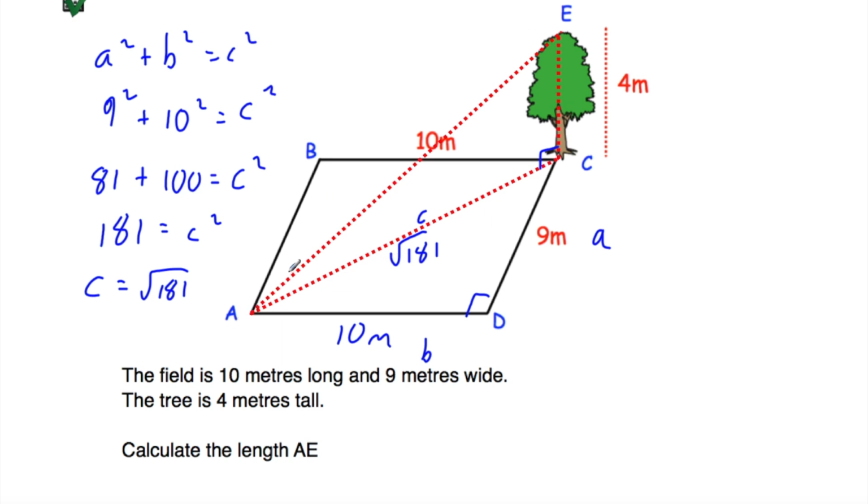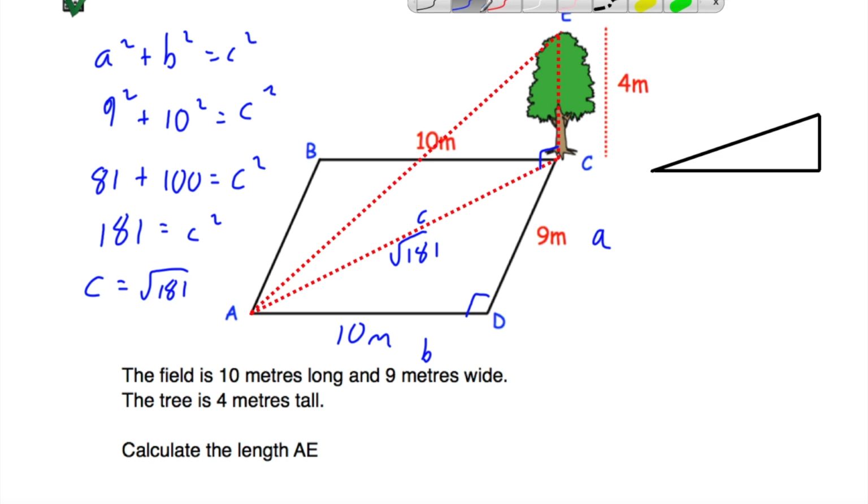Okay, so that's fantastic. We can now work out the length of AE, what we're trying to find, that distance from this corner of the field to the top point of the tree. So let's actually sketch that triangle ACE. I'm just going to get a ruler and pencil, and I'm going to draw the line AC to begin with, and then CE, and then that diagonal AE.